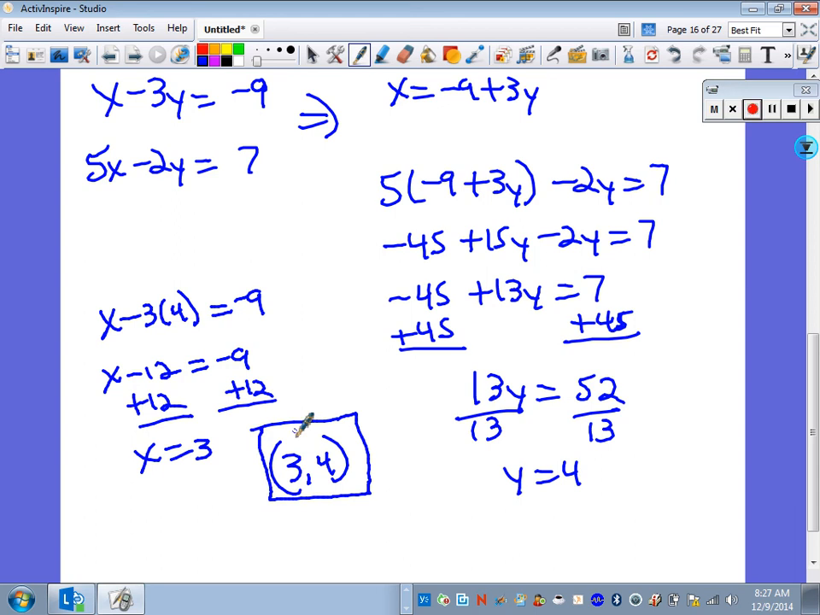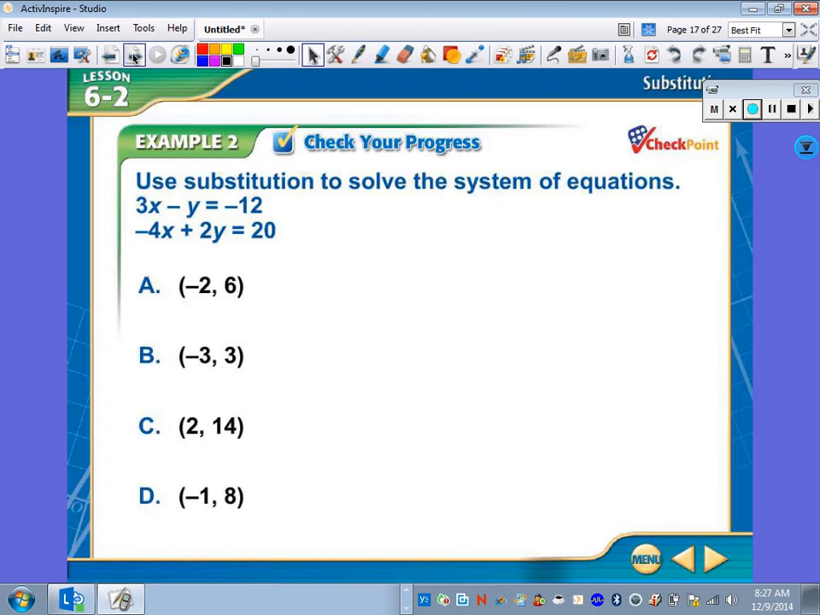So now we have that one done. Okay, and let's go to the next page, and you have one to do. Okay, so now notice that you need to solve it.